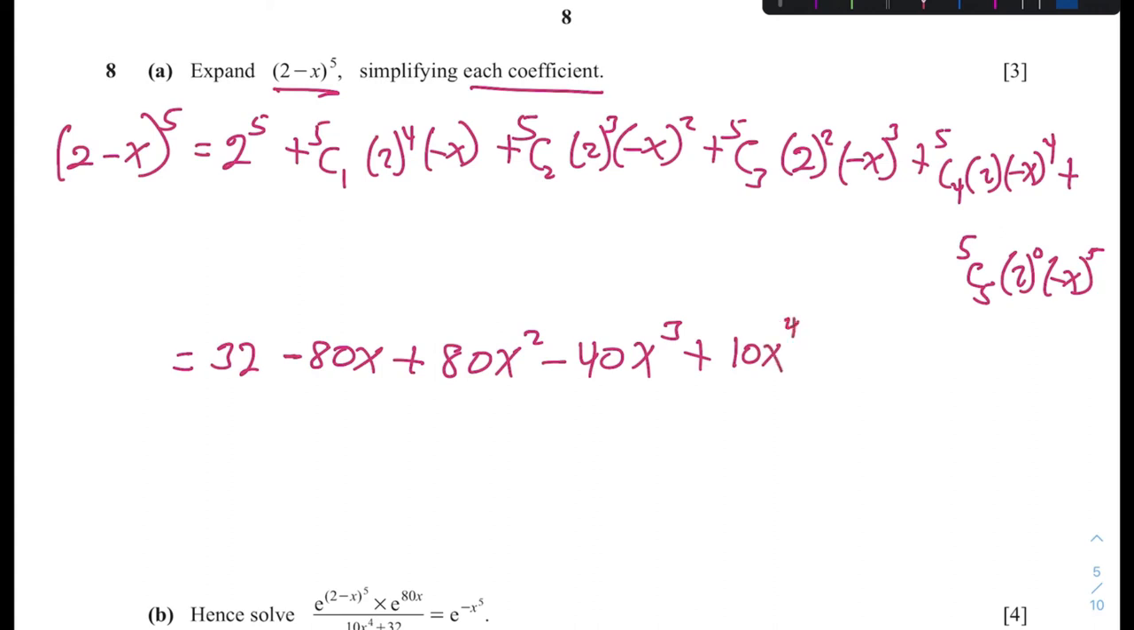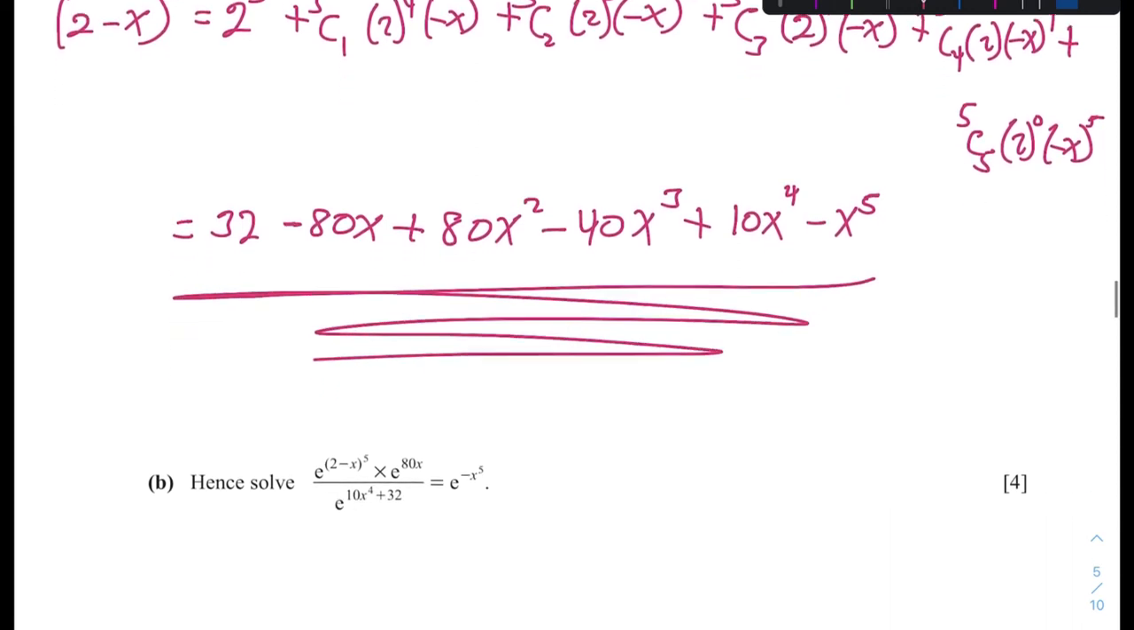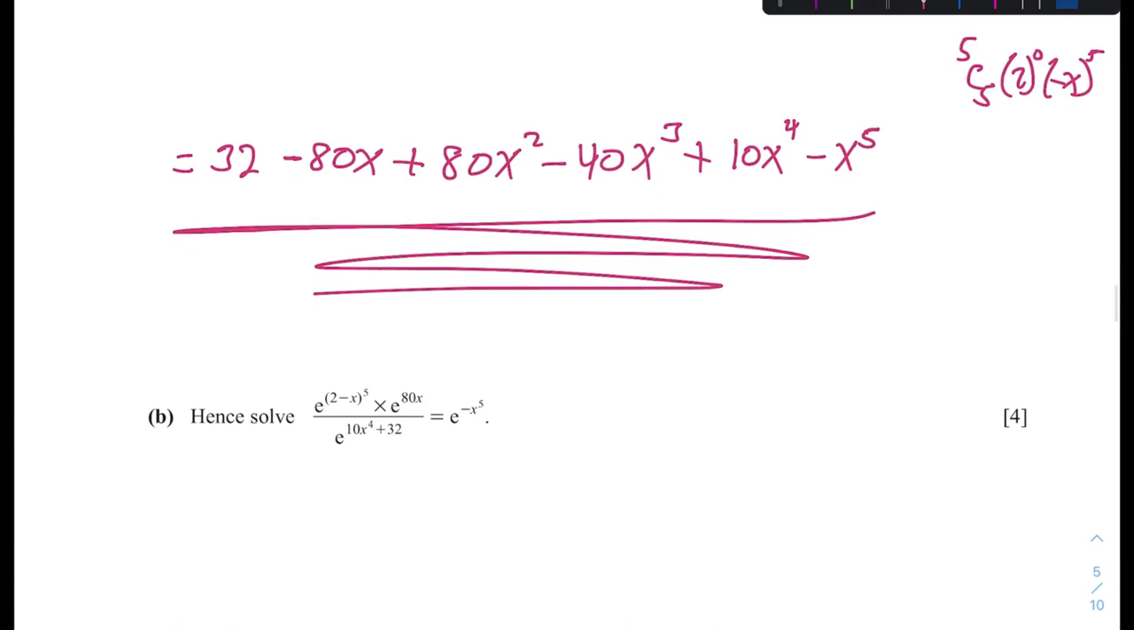Then finally, 5 combination 5 is 1. 1 times negative x to the power 5 is just negative x to the power 5. So yes, that is the end of the story. We've expanded it, we've simplified it. Then they are telling us that, and hence solve this guy.